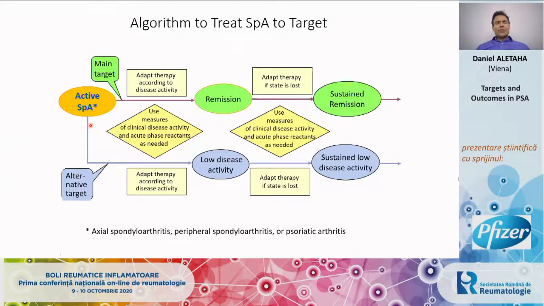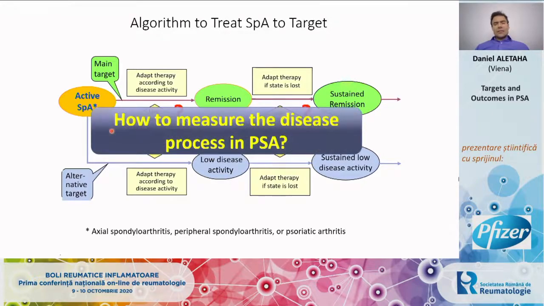When you read the treat to target algorithm in that edition, it was the spondyloarthritis treat to target, which is covering psoriatic arthritis as well. It says use measures of clinical disease activity and acute phase reactants as needed. So something that measures clinical and systemic inflammation. So how do we do that? And in psoriatic arthritis, it's really a difficult question to answer.